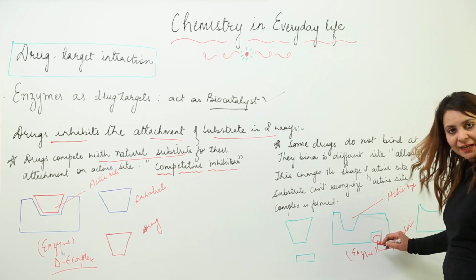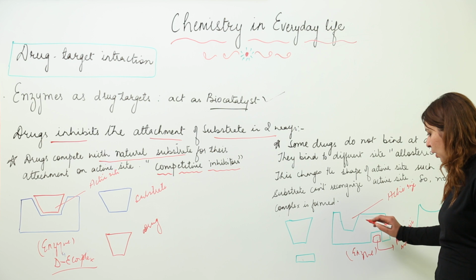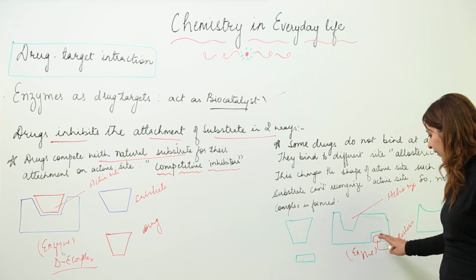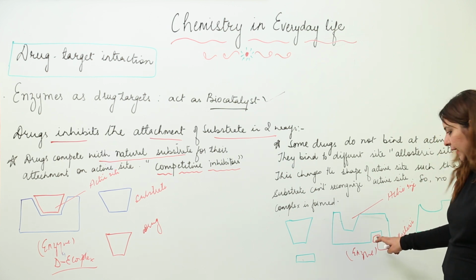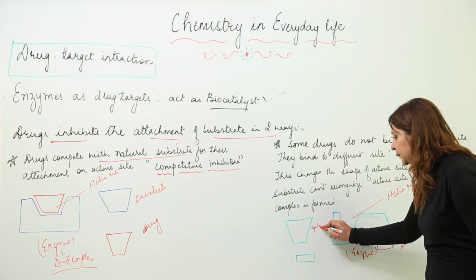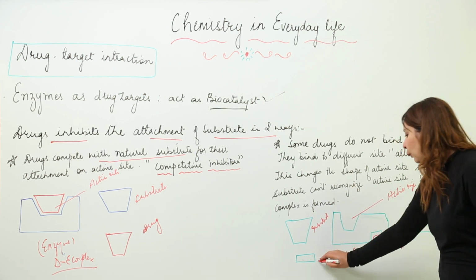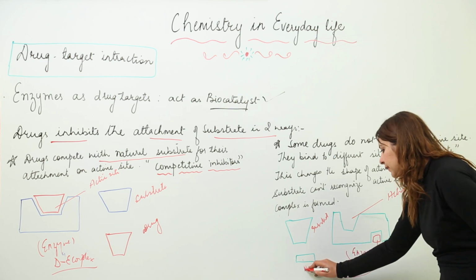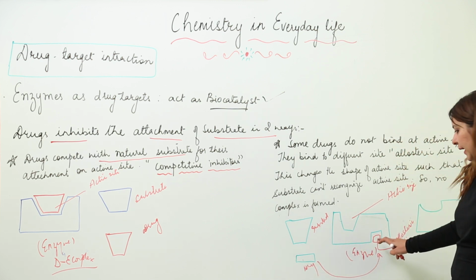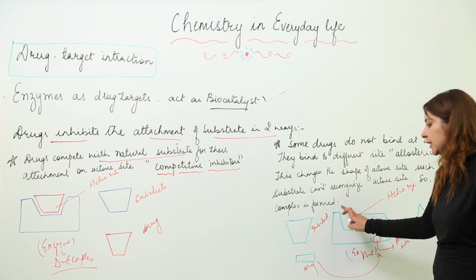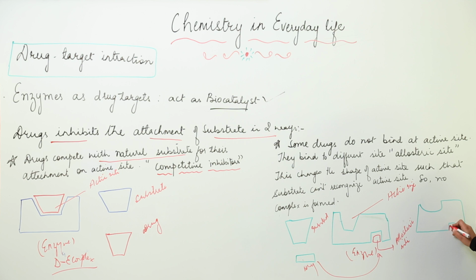And when it binds with the allosteric site, it brings about a change in the shape of the active site. As you can see, when the drug is not bound to this allosteric site, the substrate has the same shape which can fit into the active site. But what happened, this drug, let's say this is the drug, binds to an allosteric site, and what does it cause? It causes a change in the shape of the active site. As you can see, when the drug binds here, the shape of the active site is changed.